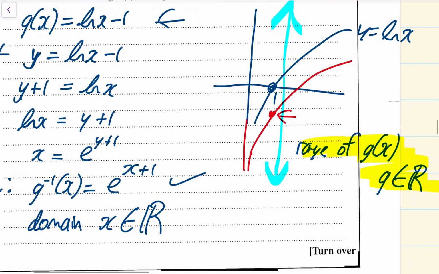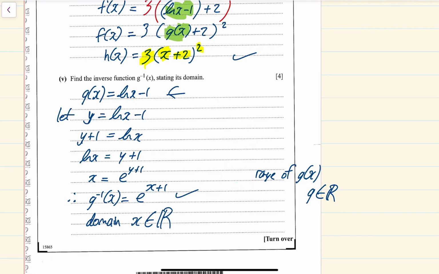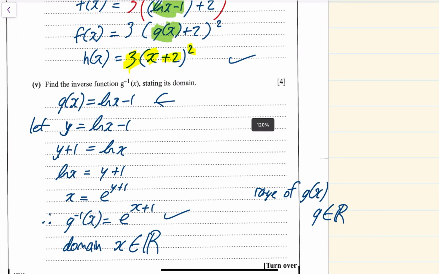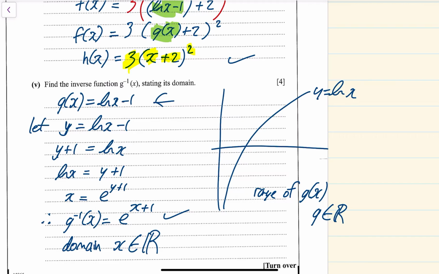Now, for the next bit, I would have to write down what I'm going to do. We sketch again ln of x. So ln of x looks like this. That's my y equals ln of x. So ln of x minus 1 is the exact same graph, but it's just gone down by 1. So that's ln of x minus 1.